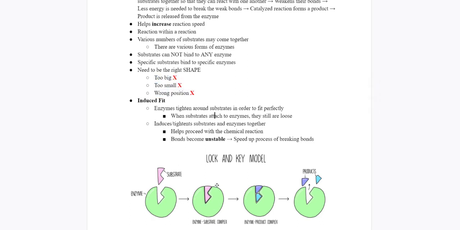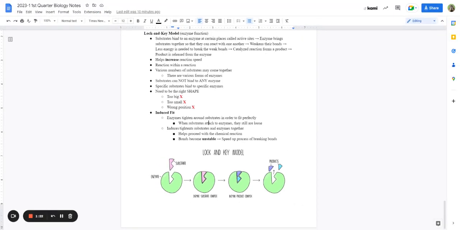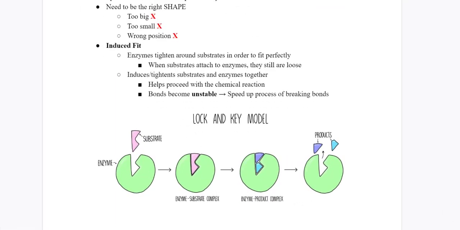And once the substrates fit in, they are not perfectly snug and tight in the enzyme. They're still loose. So what happens is something called induced fit. This enzyme here tightens itself around the substrate in order to have a snug and perfect fit. So induced fit is how the enzyme tightens itself around the substrate. And this helps with the chemical reaction and causes the bonds to become unstable. And unstable bonds then speed up the process of the bonds breaking and forming new bonds and producing the products.